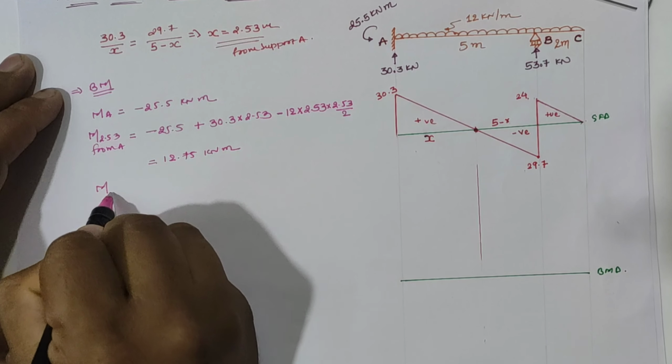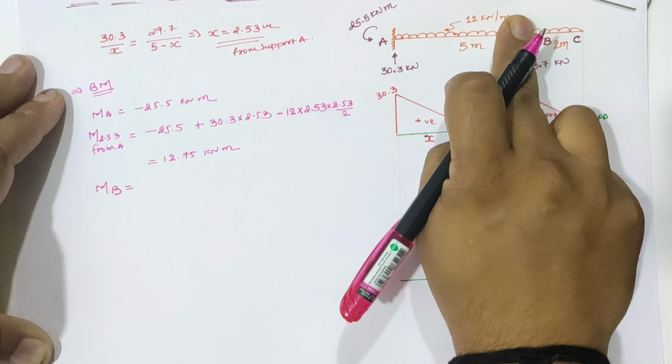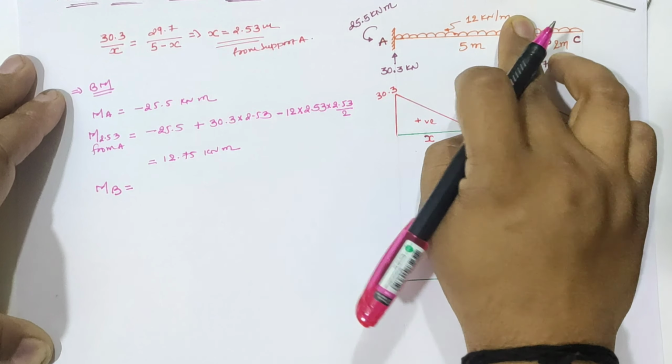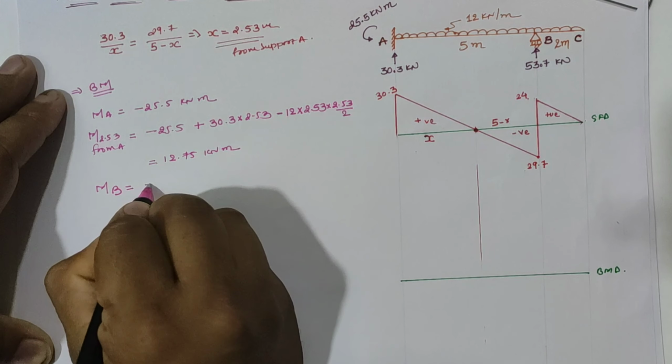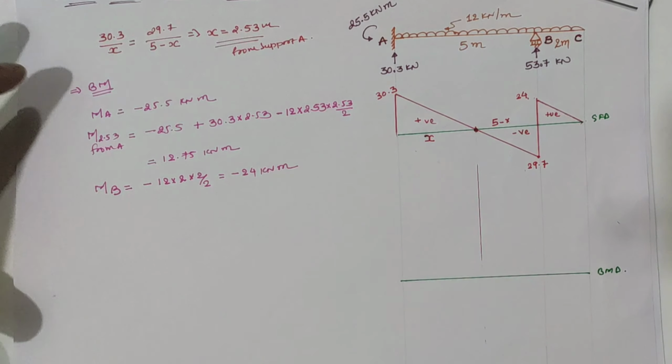Now if we calculate the moment at location B, and if we assume the right hand side part, then it creates a clockwise moment, and we know that the moment in right hand direction as clockwise is negative, hence our value is minus 12 into total distance of 2, and CG distance is 2 by 2, hence our value is minus 24 kilonewton meter.